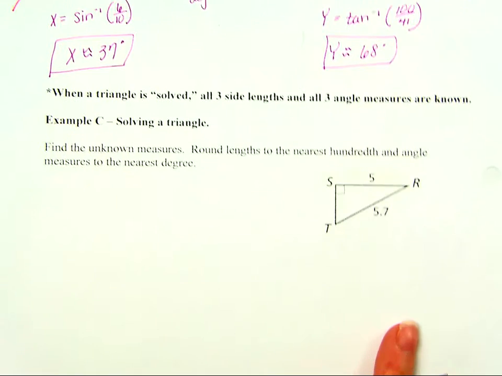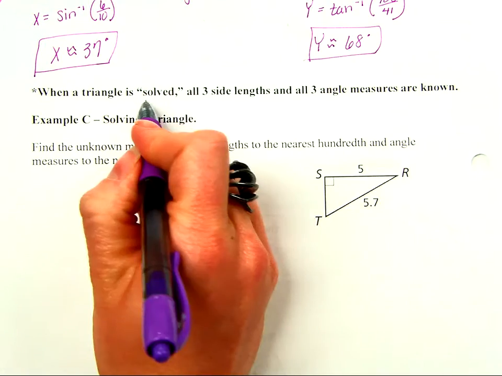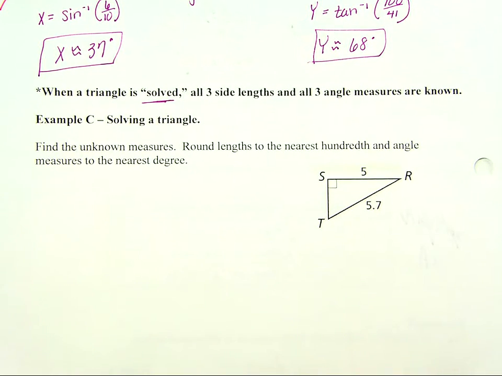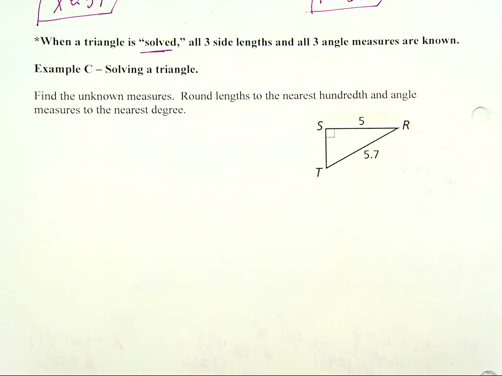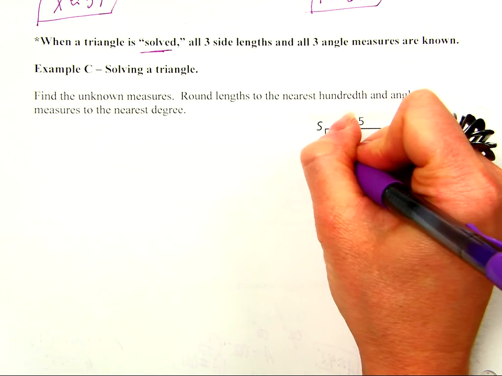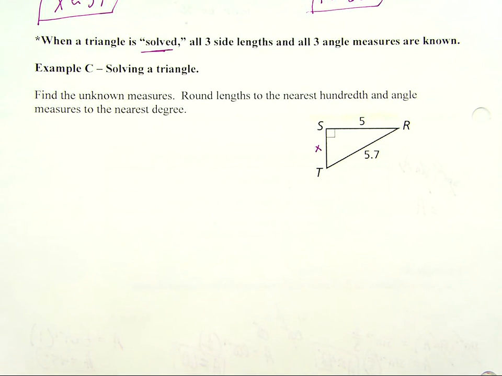Taking a look at our last one, it says when a triangle is solved, all three side lengths and all three angle measures are known. So basically, we have all of our measurements. In example C, they're wanting us to solve our triangle, rounding the side lengths to the nearest hundredth, and the angle measures to the nearest degree. Looks like we are going to need to find side ST, and we're going to need to find angle T and angle R. There's some different approaches you could take here.